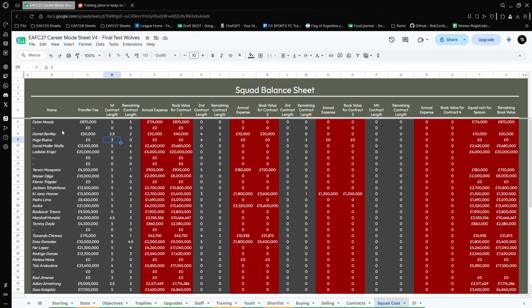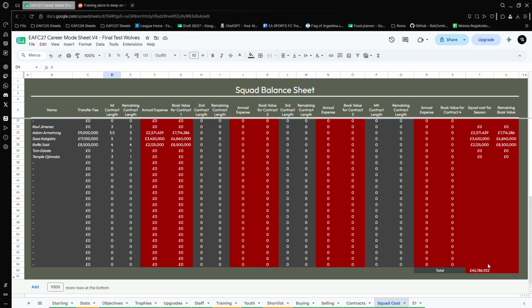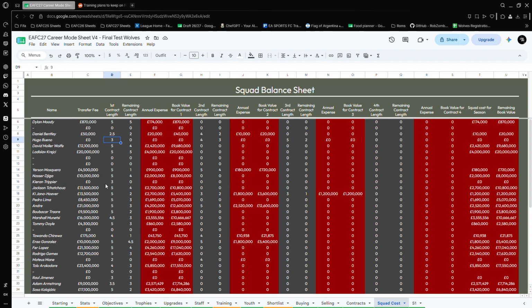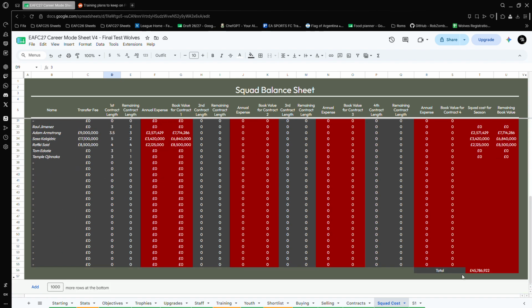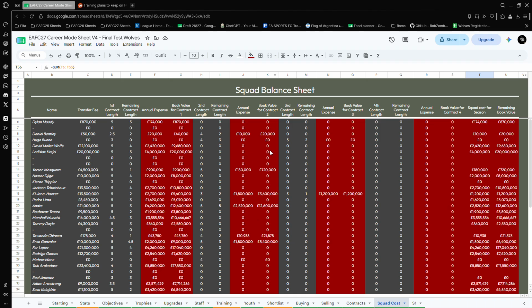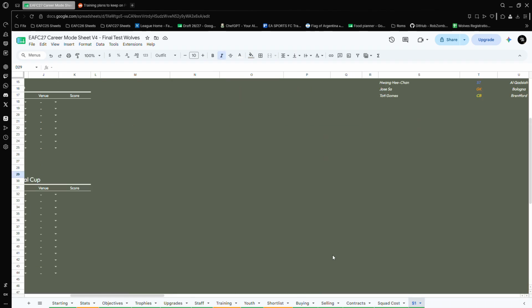So as you see, I've got all the players currently here, what contracts they had, and it gives me a final book value. So at the moment, after some transfers I've just done as well, we're currently paying 45 million every season, and that's on the remaining book value, or the squad cost for the season. So once it's all done, this will generate onto your seasons page.